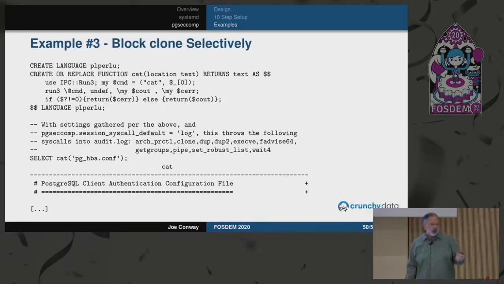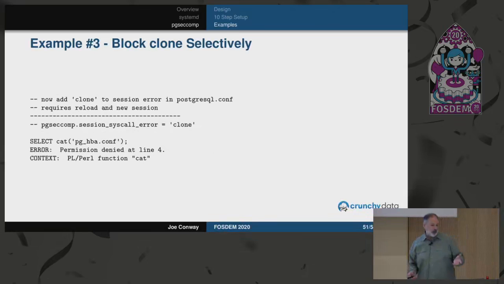In this example, I'm going to block clone. This is kind of an interesting one. I don't know how many people are familiar with plperlu. plperlu is basically the untrusted version of plperl. You can do things like shell out and run stuff, which can be really useful, but it's also potentially dangerous, right? So in this example, I create a PL/PerlU function that's going to let me cat a file and send it to the client as output. And you can see that works, right? So now if I add clone to the session error, I'm going to get an error.